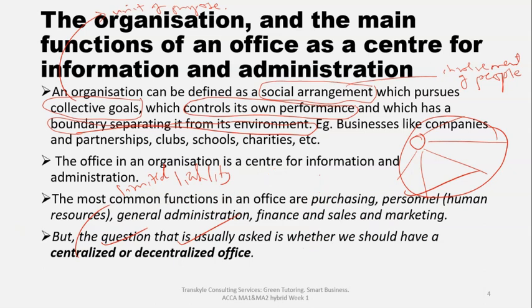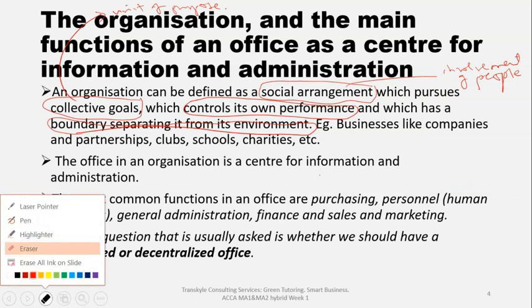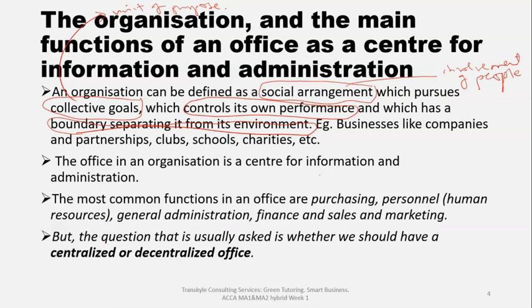But bear in mind that we still have our ESCOM and ZNA example at play. These companies are being used here just for the purpose of learning. We have highlighted that in a particular organization, the office could be there for the purpose of purchasing or personnel management, that is human resources, and general administration, as well as the finance and sales and marketing functions. But the question that comes into play is, should these offices be centralized or decentralized?